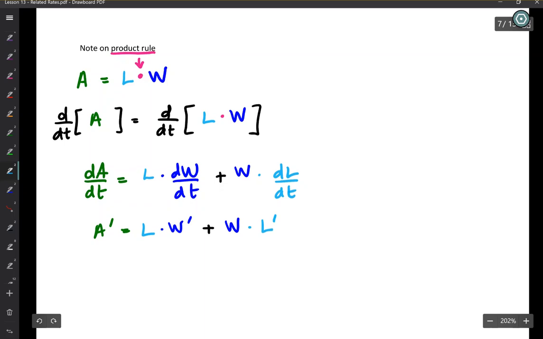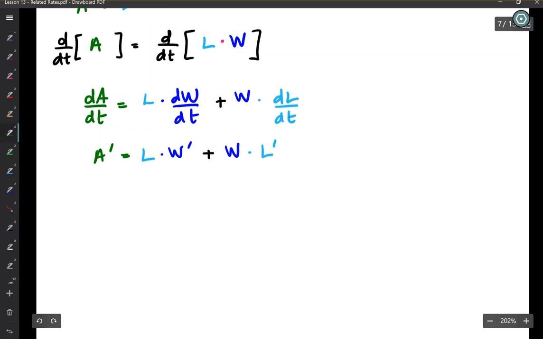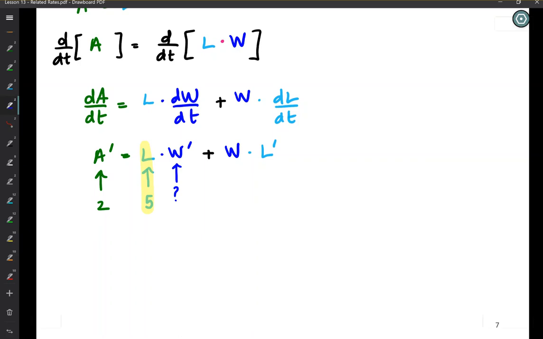And now if we plug in the given information, we were given that this is my 2 inches per day. We were given that L is 5. We were asked to find L prime, dL/dt, at a particular moment in time when L was 5. What is W prime? We have to investigate this. W is always 1.5 inches, and then L prime is what we're looking for, right?